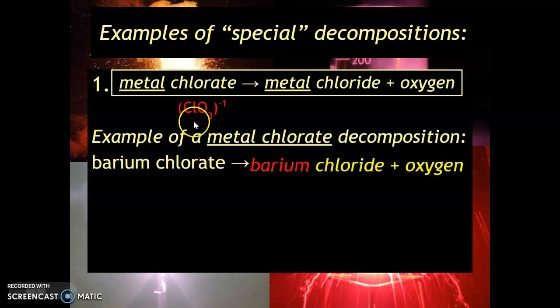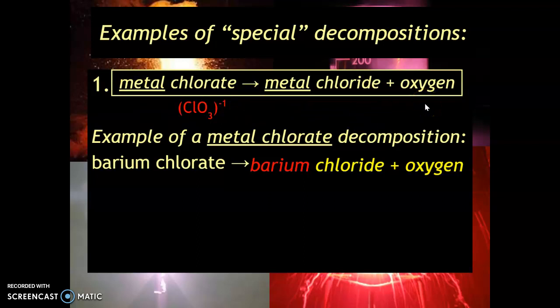So this first special decomposition is when a metal chlorate decomposes. Chlorate is ClO3, and that is a polyatomic. These special decomps just talk about what happens when a polyatomic ion decomposes. For the most part, you'll just be looking at single nonmetals that are bonded with a metal, but there are some cases where the polyatomic ions have a special decomposition. So a metal chlorate will decompose into a metal chloride plus oxygen.